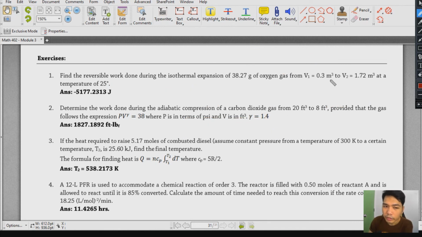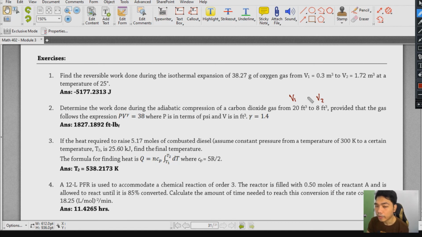It says here the work done during the adiabatic compression. So this is a different process. The previous one was an isothermal expansion, that is, a constant temperature. This one is adiabatic compression, so our heat here is 0. So, the adiabatic compression of a carbon dioxide gas from 20 cubic feet. So this is our V1 and this is your V2. Remember, when we integrate, usually V1 should be lower than V2.